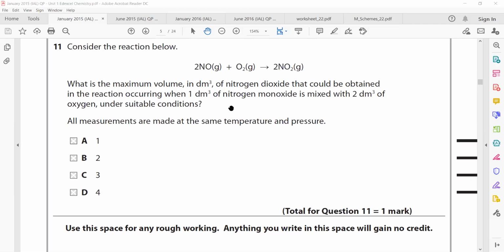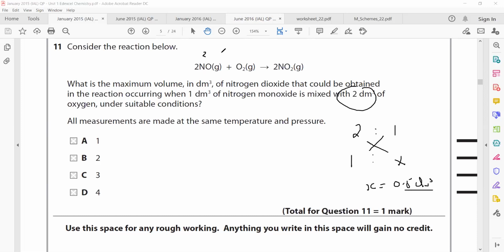Then consider this reaction. What is the maximum volume in dm cube of nitrogen dioxide that could be obtained in a reaction when 1 dm cube of nitrogen monoxide is mixed with 2 dm cube of oxygen? For this type of question, when both reactants are given, always find the limiting reagent. So 2:1 is the ratio. If 1 dm cube of nitrogen monoxide, x dm cube of oxygen, when you work out this x, it means 0.5 dm cube of oxygen. If 0.5 dm cube of oxygen is needed but you have 2 dm cube, oxygen is in excess and nitrogen monoxide is limiting.